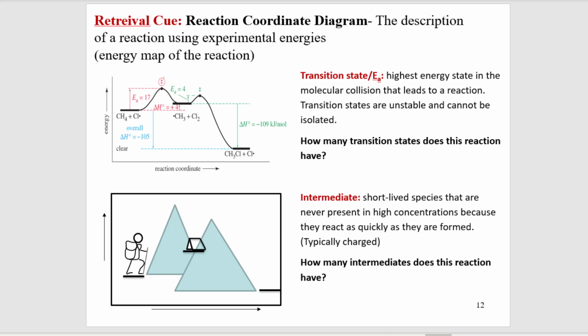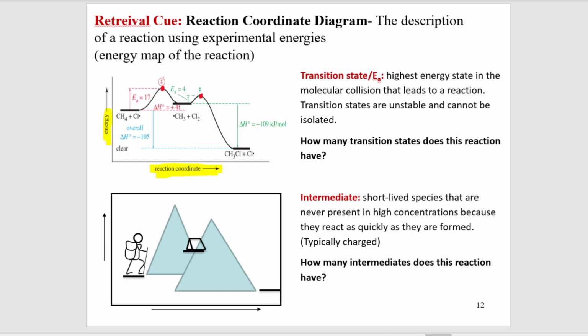The first thing I want to talk about are transition states. Transition states are the high energy points that you're seeing on this diagram. So for this reaction, you can see that there are two humps, okay, of high energy. Notice that energy is on the y-axis. On the x-axis is our reaction coordinate.